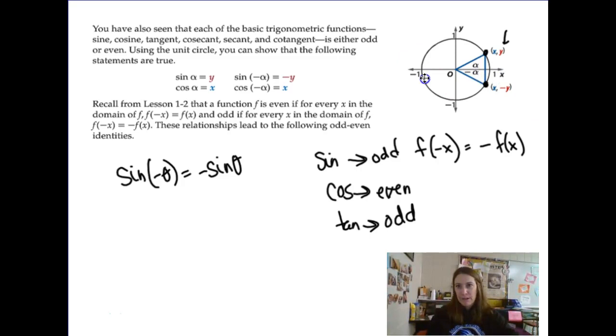They're using alpha instead of theta. So sorry about my confusion here. I'm going to keep using theta though. So the same thing is going to happen for tangent. If you evaluate tangent at a negative angle, it's just going to be the reflection of that. So, hello, negative tangent of theta.